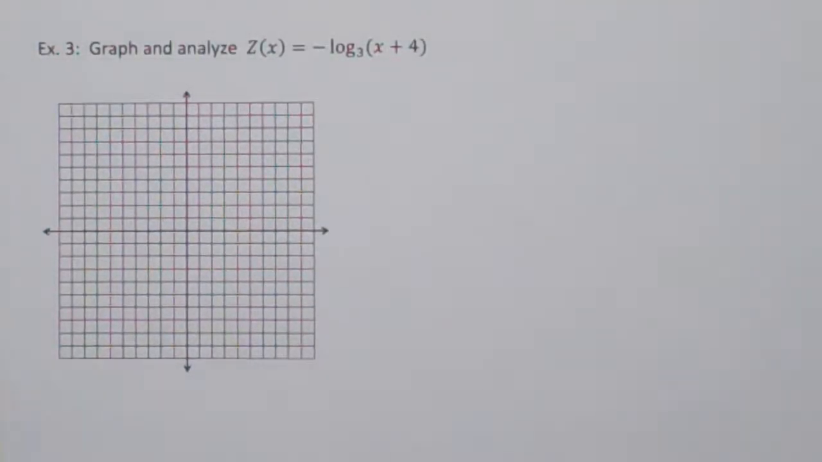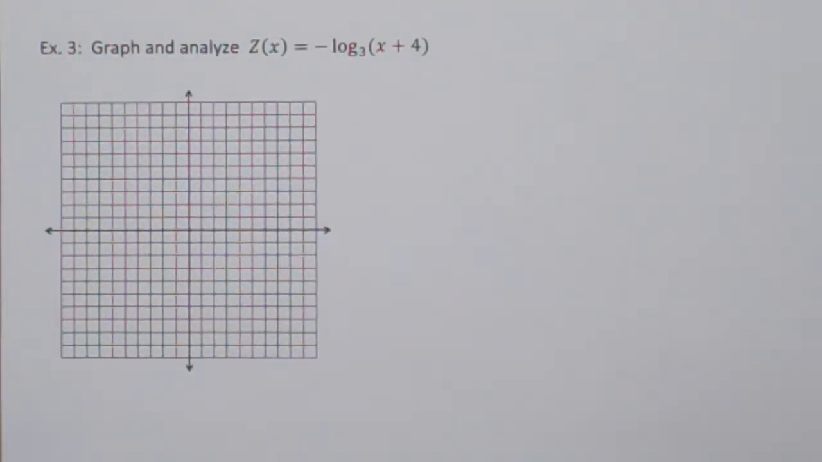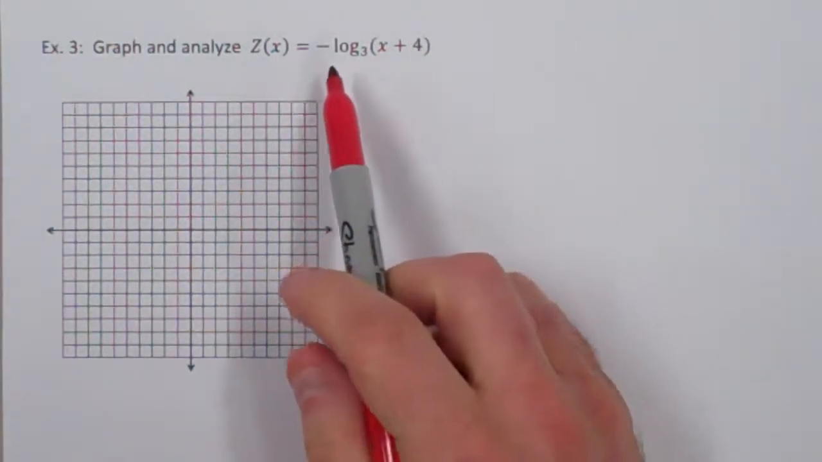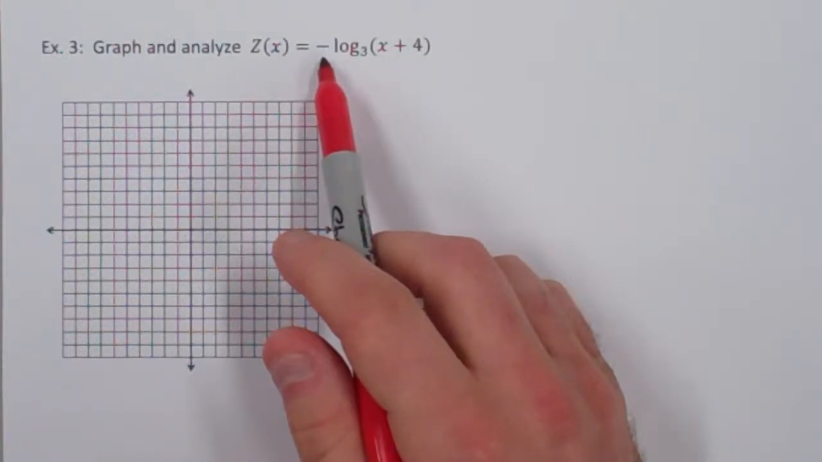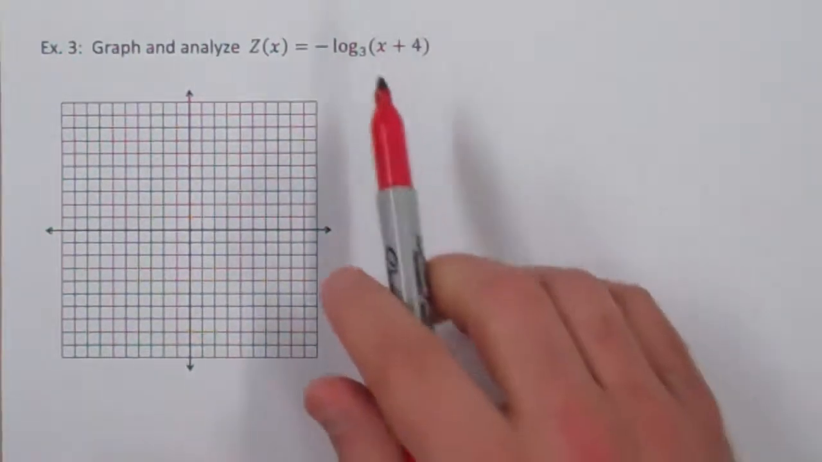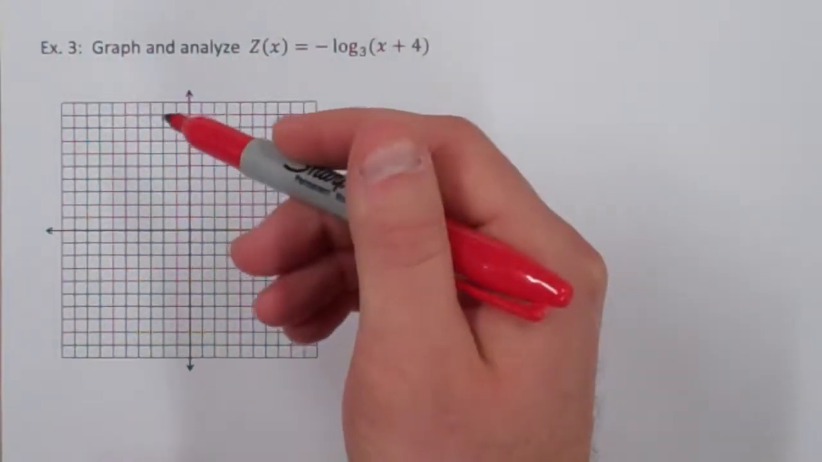In example 3, we need to graph and analyze z of x is equal to negative log base 3 of (x plus 4). When you look at this equation, we have a base of 3. There's a negative sign out front, which means it's going to be reflected. And then this x plus 4 right here is going to be a shift left by 4.